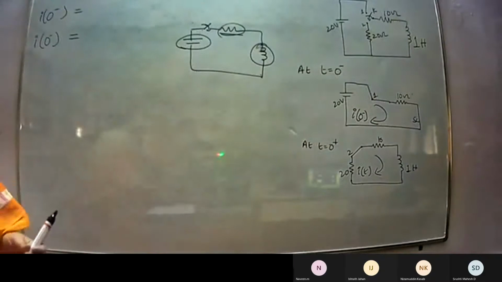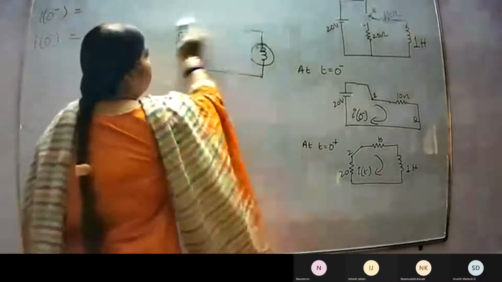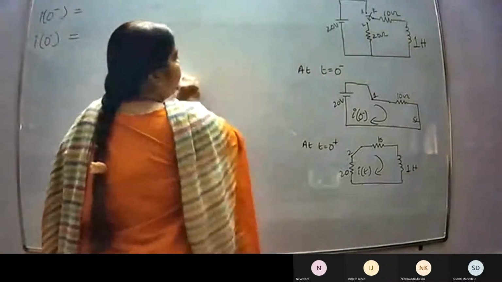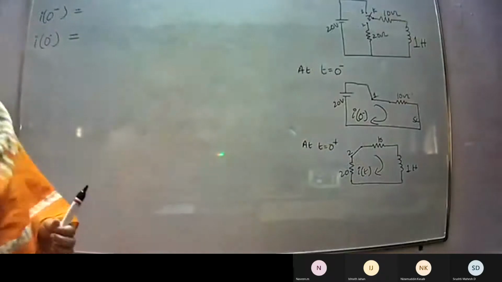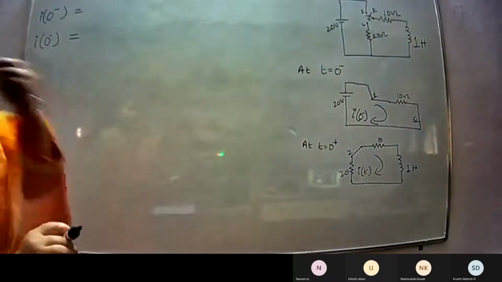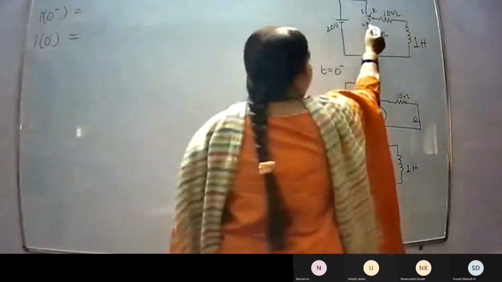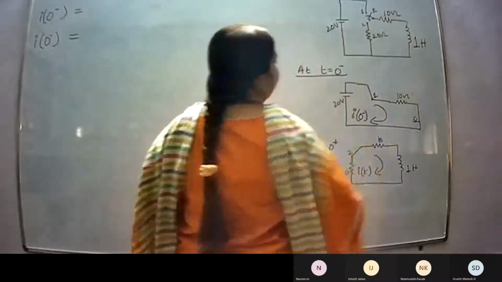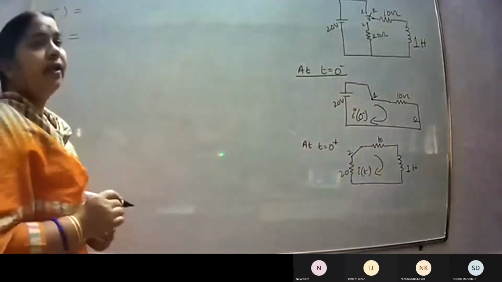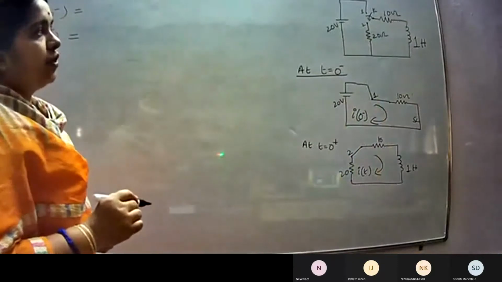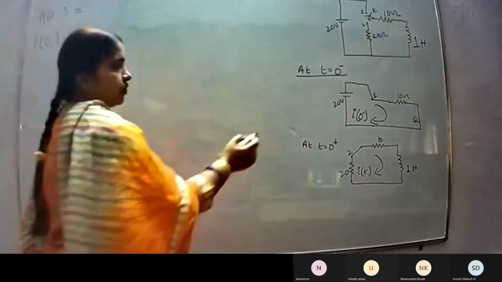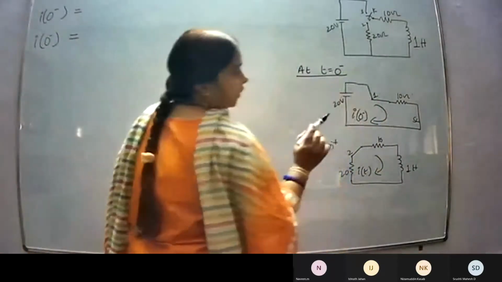That is the network which we had seen in previous examples. But now it is not like on and off. It is just changing the position from 1 to 2. At t is equal to 0, it is changing from 1 to 2. At t is equal to 0 minus, where will the switch be? The switch will be at position 1, and at position 1 I have drawn the network.